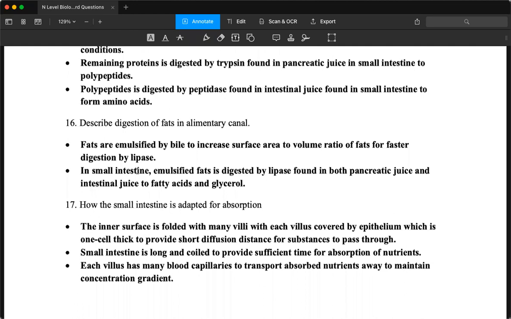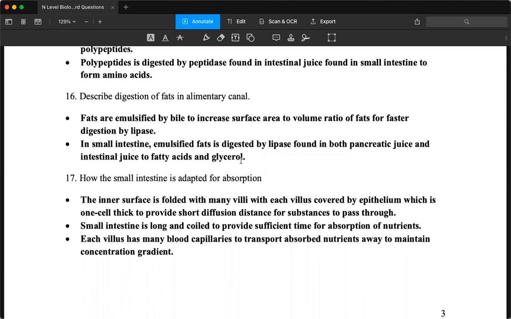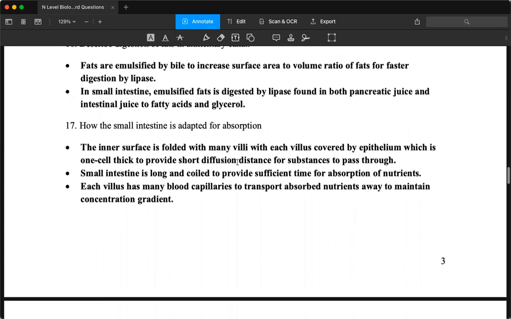And now we have the fats. For fats, you must mention the emulsification. And the purpose of emulsification by bile. And then you must say that the fat that is emulsified is digested by the lipase in both pancreatic and the intestinal juice to form what product. So it's important to recognize that you have to mention the substrate, enzyme, and the product in the digestion process.